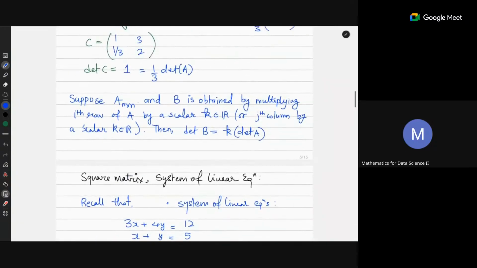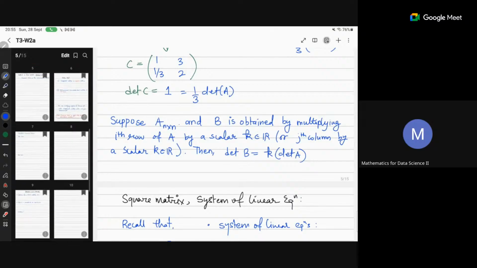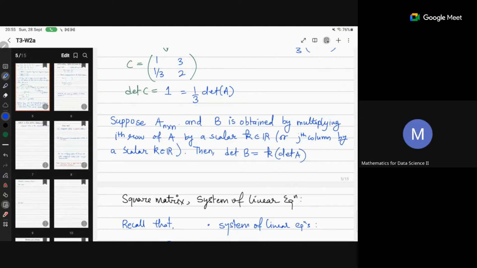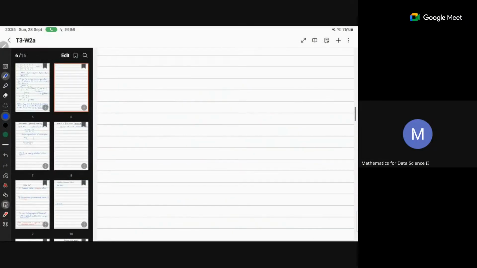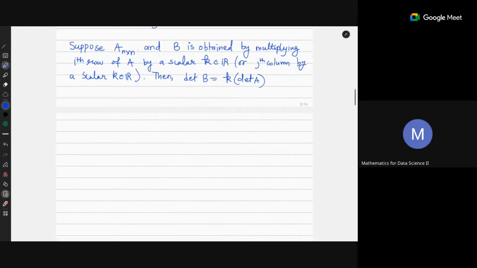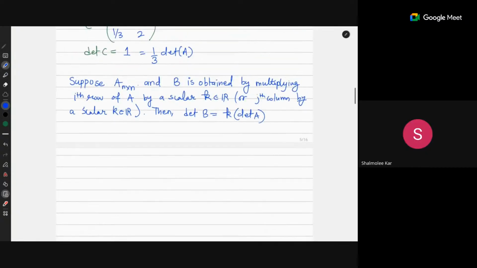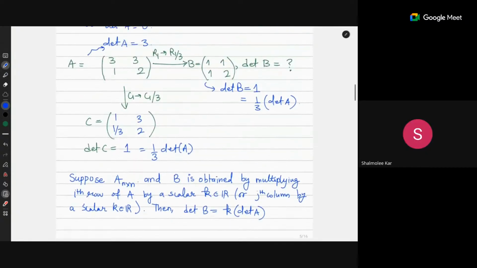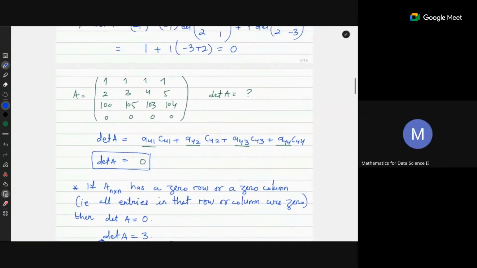All right. Now let me write down a few more properties of determinant. Now, what are the other properties? Sir, can you show the previous property? The previous one. This one? Yes, sir.